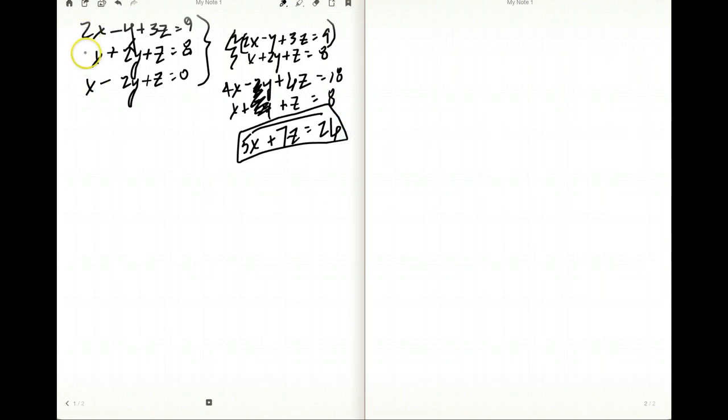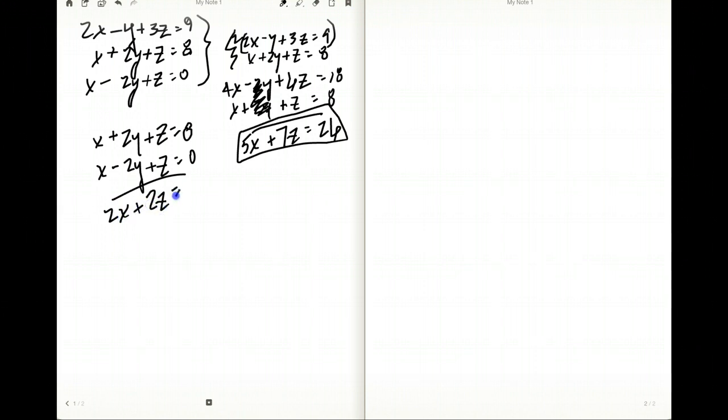So now I look back at the next 2 problems. Doesn't matter again which ones you take, just take 2 problems and get rid of the y, because you got rid of the y over here, you got to get rid of the y in the next one. So let's take x plus 2y plus z equals 8, and let's take x minus 2y plus z equals 0. Okay, this one's pretty easy because I already have a positive 2y and a negative 2y. So those will go away. So I have 2x plus 2z equals 8. Alright, so there's my other equation.